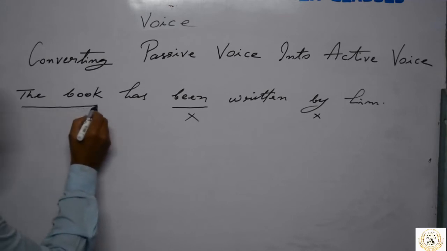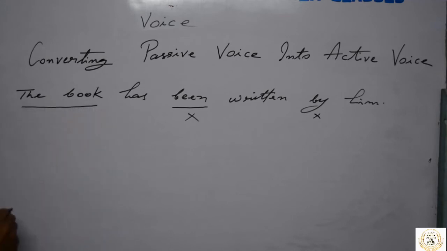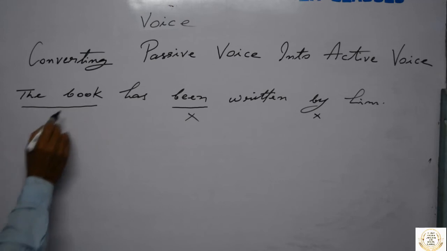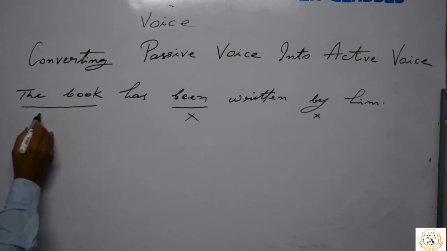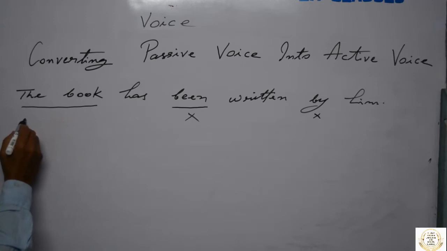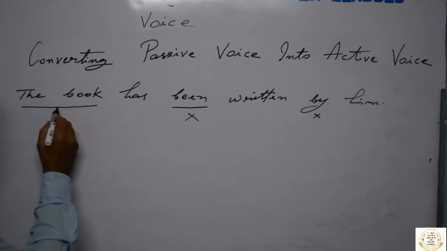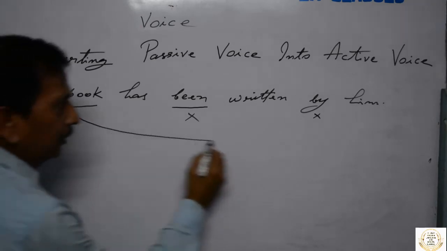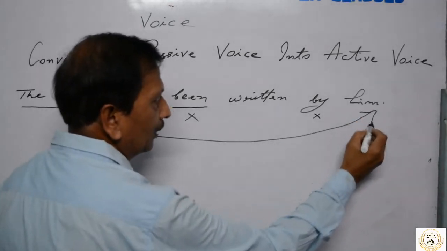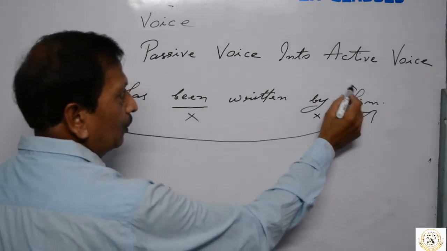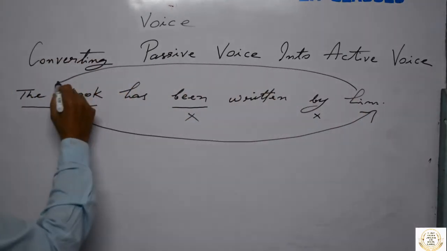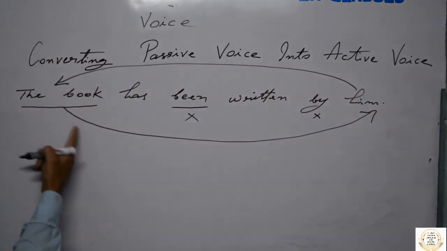This is the word, actually this is the object, but it is standing in the place of the subject. So you can say this is the passive object. It will be used there, and the word him will be brought here. Arrow mark you have to care.